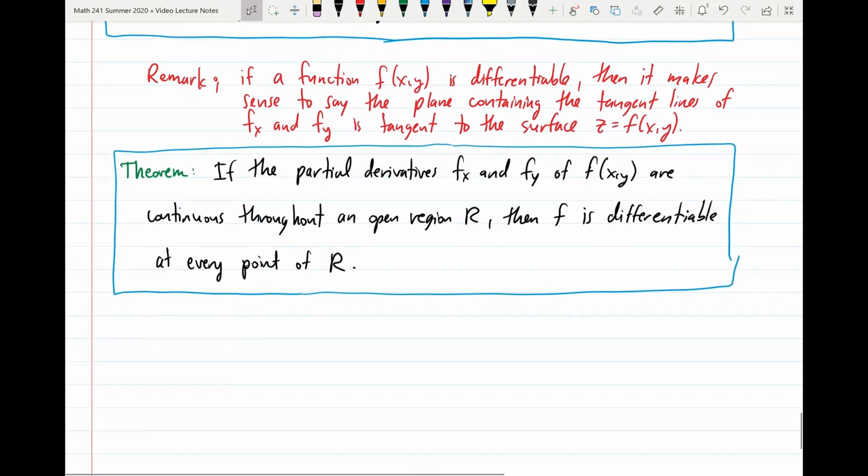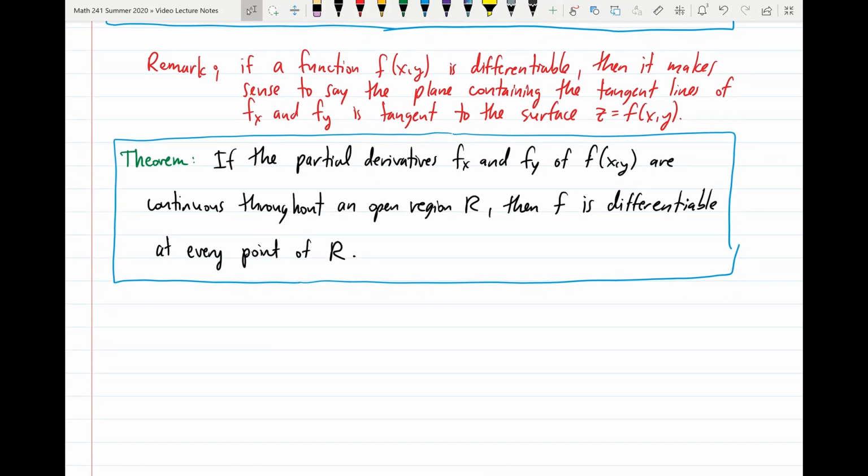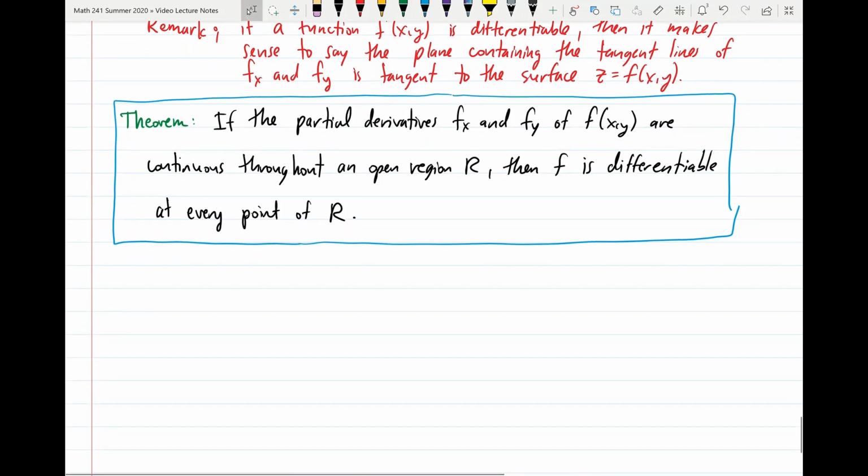And here's just a last theorem that's probably going to be of use as we move forward in the course. If the partial derivatives f sub x and f sub y of our function f of x, y are both continuous throughout an open region R, then f is going to be differentiable at every point of R. So this is a very powerful theorem. If both of the partial derivatives are continuous throughout an open region, then f is going to be differentiable at every point in that region.